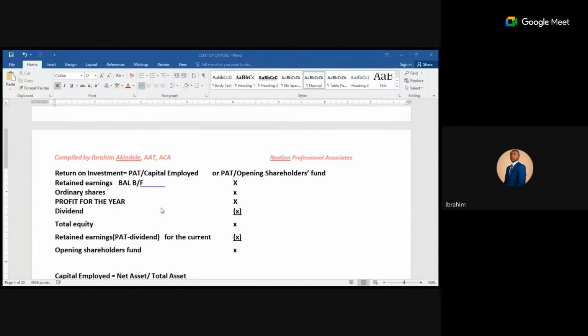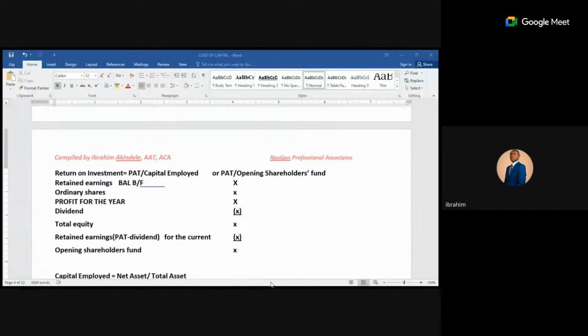Now, when you have that in the financial position extracts given to you, you should know that this is total equity. If this is total equity, definitely I have to remove the current year retained earning, because you need the opening shareholders fund. You don't need anything that has to do with the current year. That is why I say retained earning minus the current year, so that you have the opening shareholders fund. Class, am I communicating? So can we move?